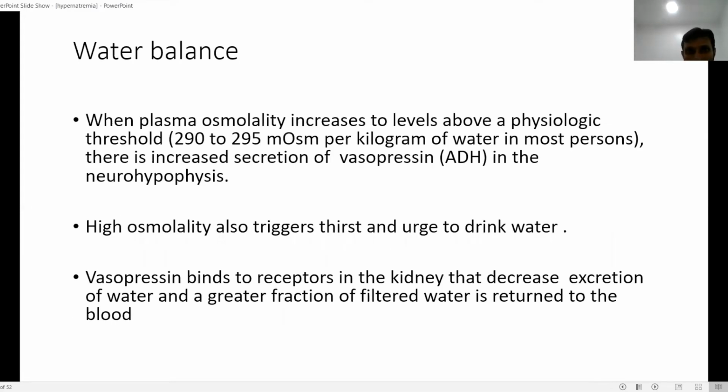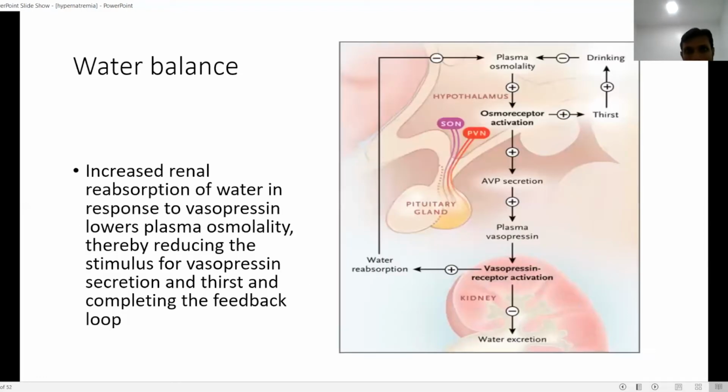When the osmolarity increases to levels above a physiologic threshold, that is more than 295 milliosmoles per kg of water in most persons, there is increased secretion of vasopressin in the neurohypophysis. It will lead to triggering of the thirst and urge to drink water. And vasopressin binds to the receptors in the kidney that decrease the excretion of water, and a greater fraction of filtered water is returned to the body, to the blood.